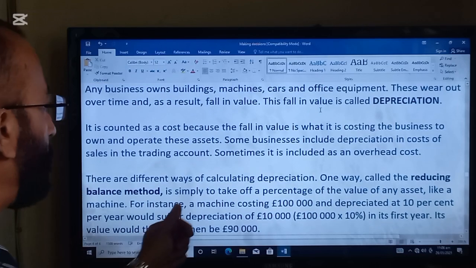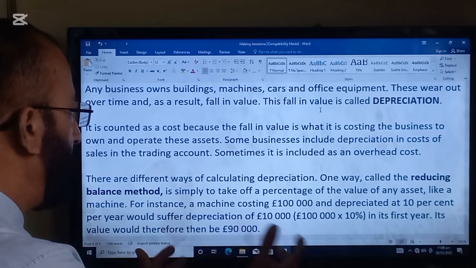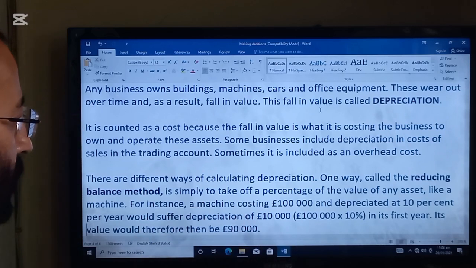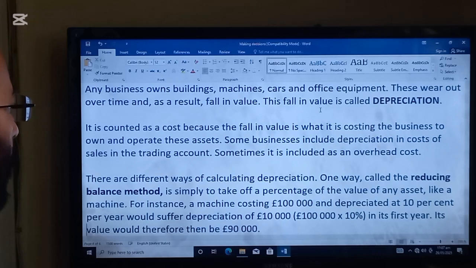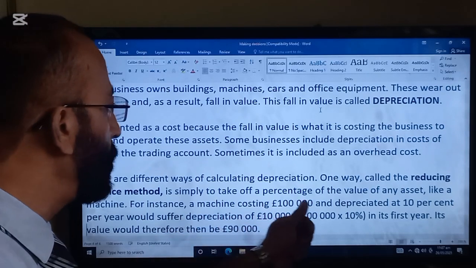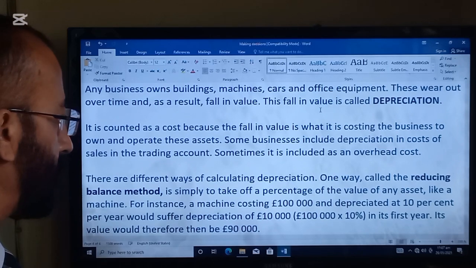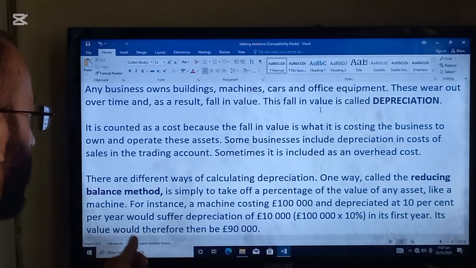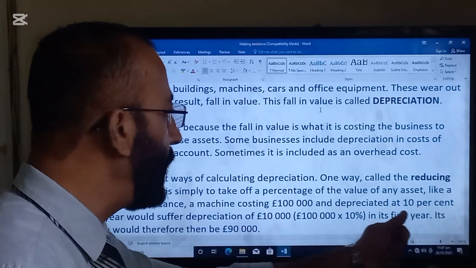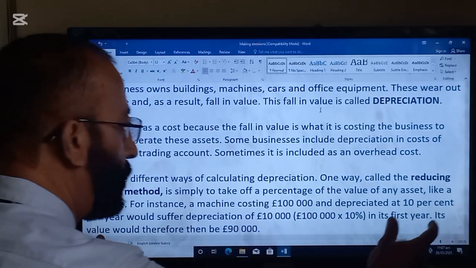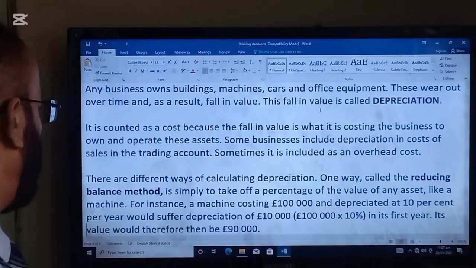There are different ways of calculating depreciation. Now we are going to read different methods of calculating depreciation. One way is called the reducing balance method. It is simply to take off a percentage of the value of any asset like a machine, for example 10%. This is the fixed percentage according to which depreciation will be calculated.